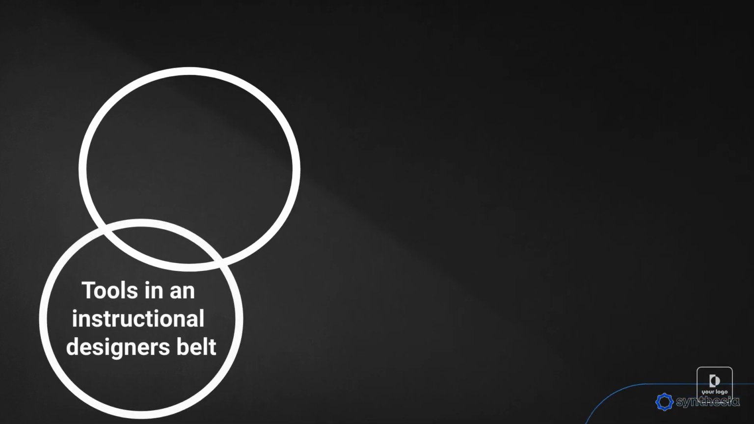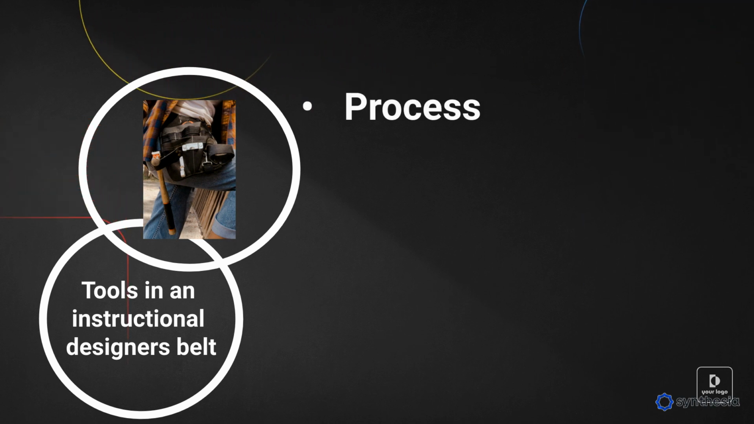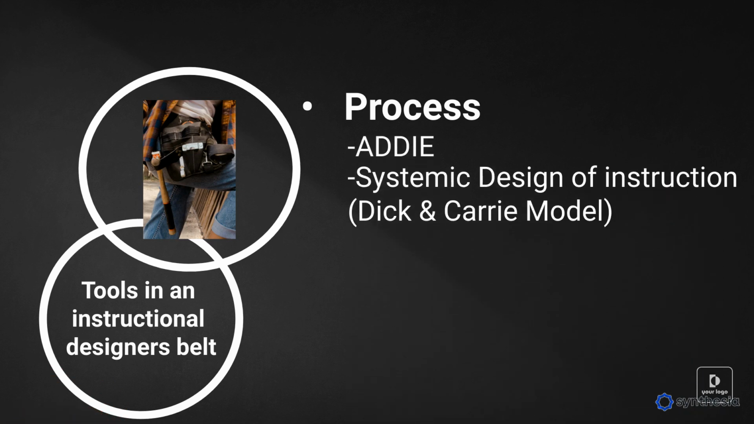Now that we have an idea of what instructional design is defined as, let's start to explore the three major components that make up instructional design. The first being the tools that all instructional designers house within their tool belts. Processes are where most instructional designers begin when they are creating their instructional design. There are some tried and true processes that all instructional designers use in their development processes. The ADDIE model, the systemic design of instruction, also known as the Dick and Carey model, are a few of the processes most instructional designers use when developing efficient and effective instruction.